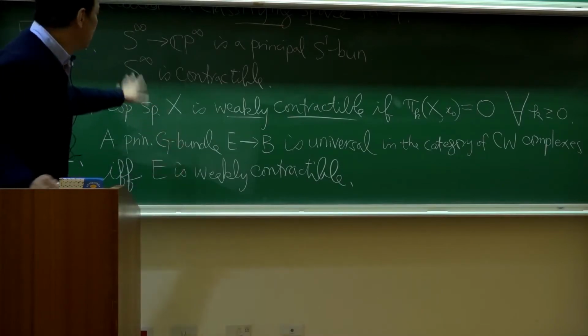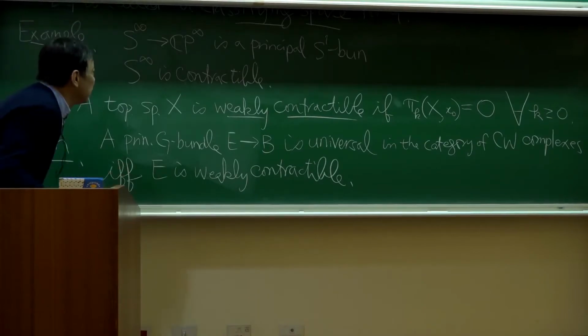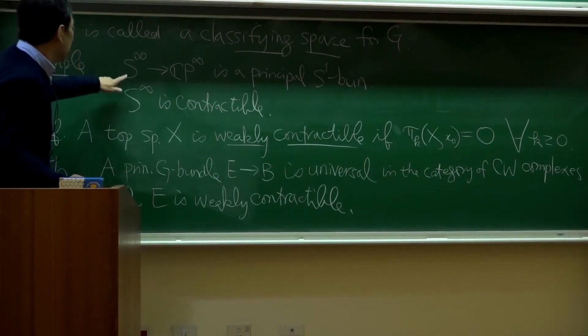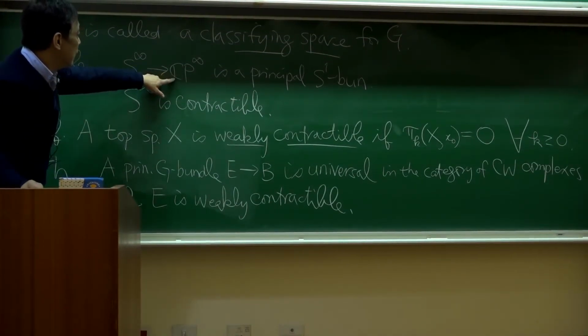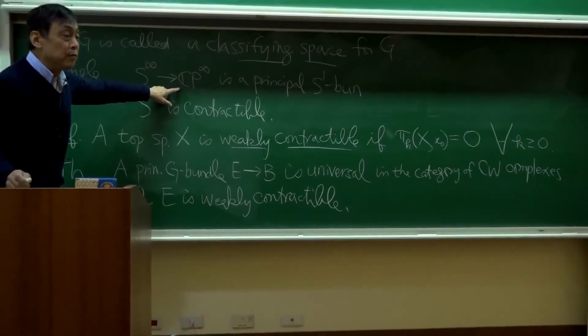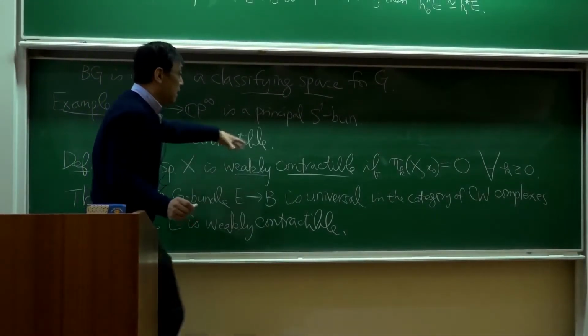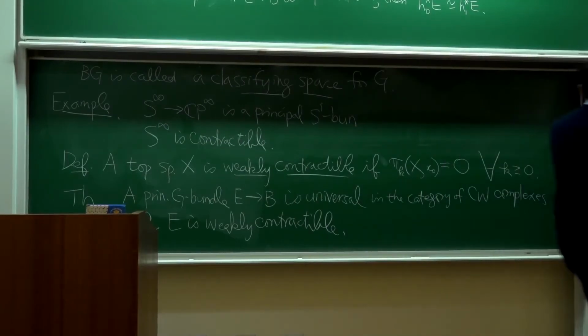So let's just assume these results for now. That says that S infinity over CP infinity is a universal S1 bundle, because S infinity is contractible, therefore weakly contractible.